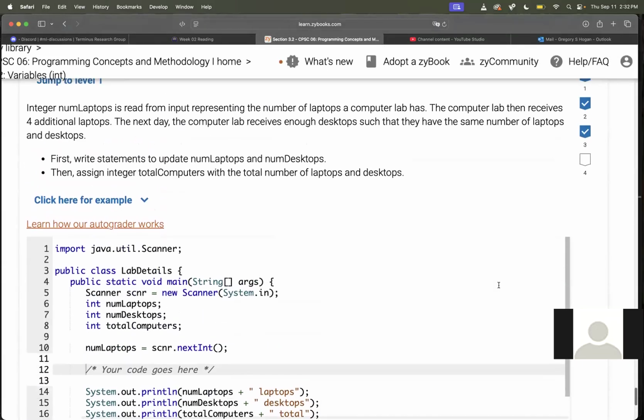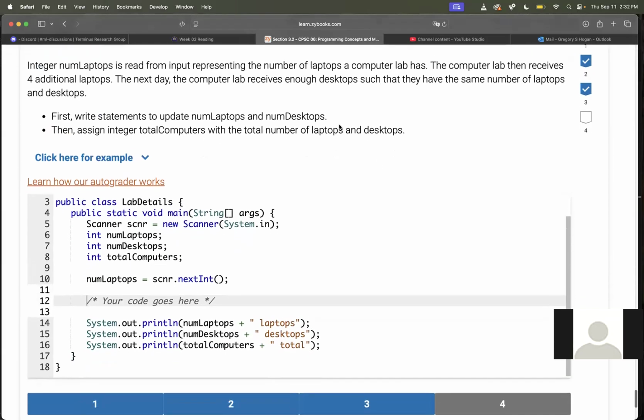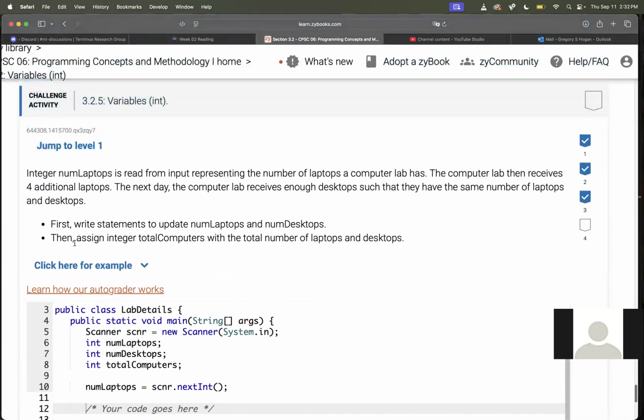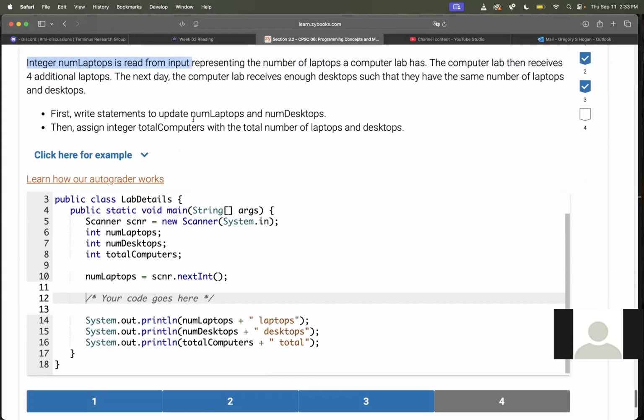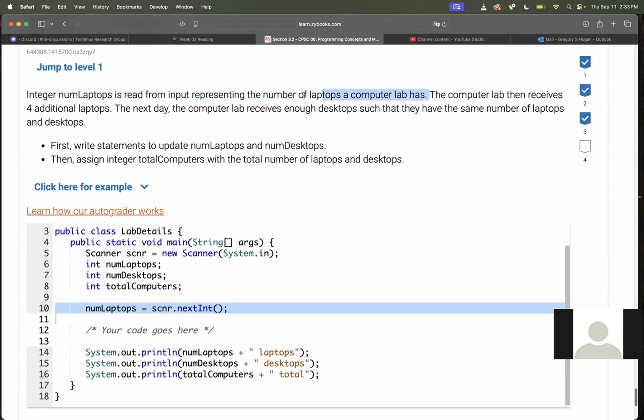We're on number 4 now. Again, I skip up and down as I'm trying to verify what's happened and what needs to happen. This says integer, wow. We're on 3.2.5, by the way. Integer num laptops is read from input. Do we see that? Yeah, right there. The computer lab then receives 4 additional laptops. That's not code, right? It's just telling us the computer lab receives 4 laptops.